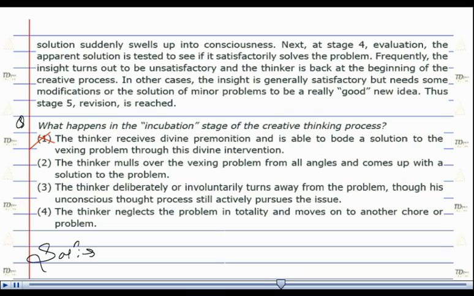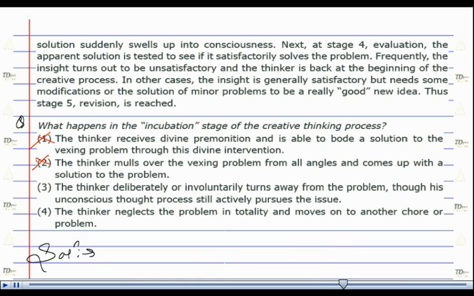Option number 2, the thinker mulls over the vexing problem from all angles and comes up with a solution to the problem. It is incorrect, as we had already seen the author said that in this process the thinker deliberately or involuntarily turns away from it, not viewing the problem from all angles. Option number 2 is incorrect.